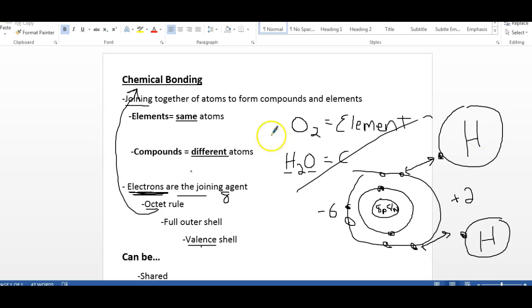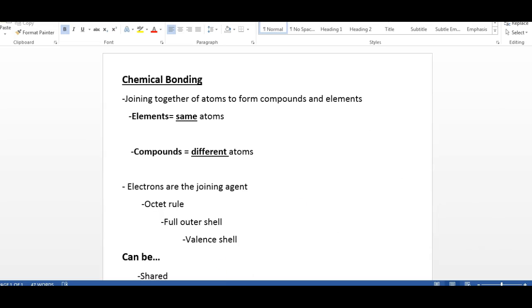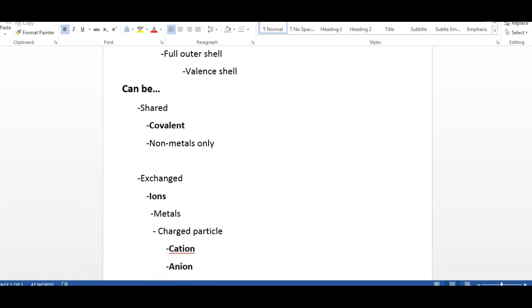But either way, this is about getting a full outer shell, whatever the shell is, and they do it through either sharing electrons or exchanging electrons. So let's move on. Okay, and like I said here, kind of introduced this already, they can be shared, and when they share electrons, we call that covalent. Covalent equals shared. And that's right here. Means the same thing. Okay.